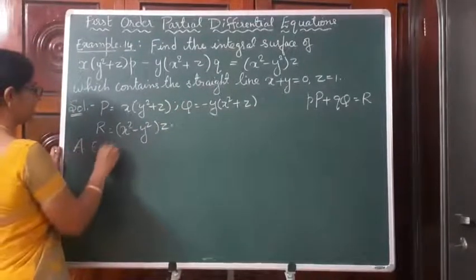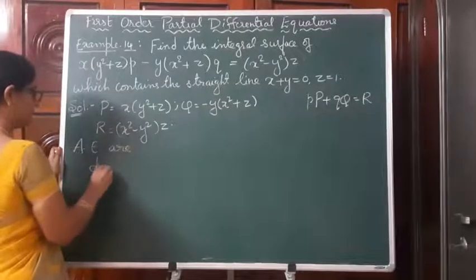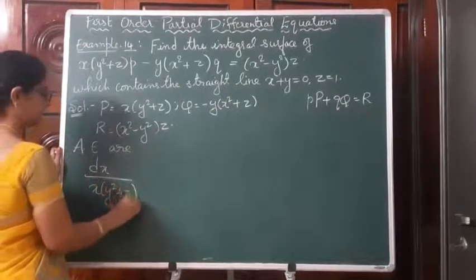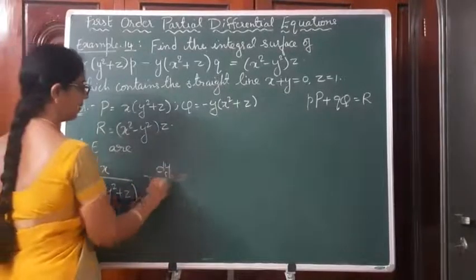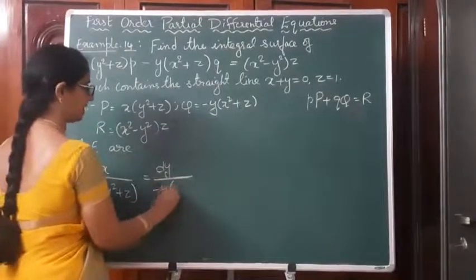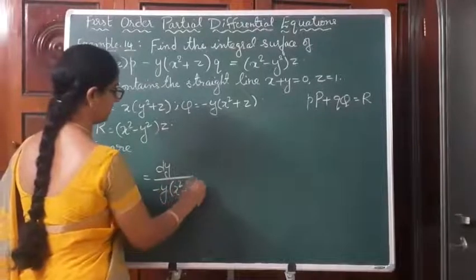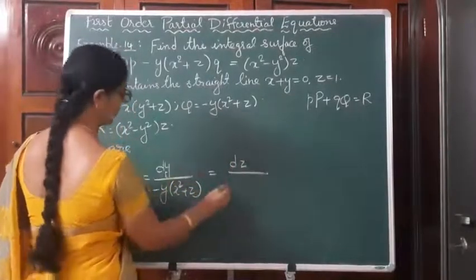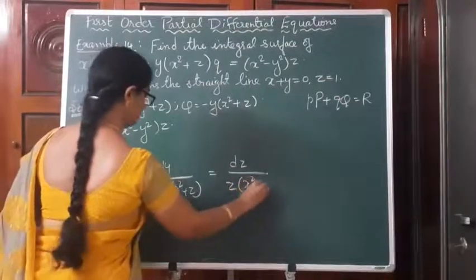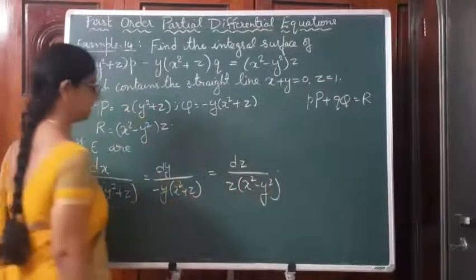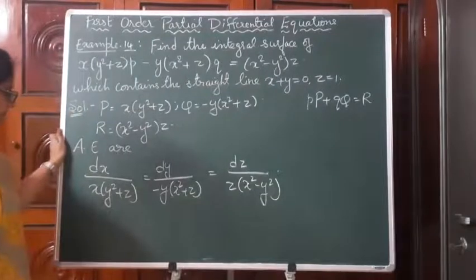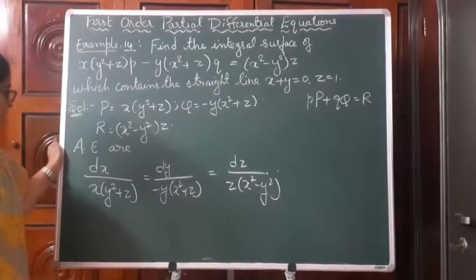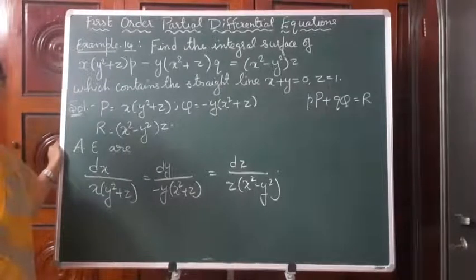Auxiliary equations are dx by P, that is dx by x(y square plus z), is equal to dy by Q, that is minus y(x square plus z), is equal to dz by R. What is R? z into (x square minus y square). Now we cannot group the terms, so we go for multipliers.